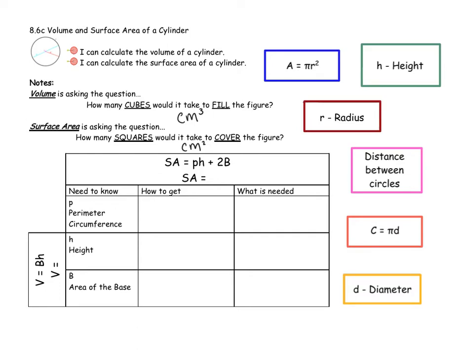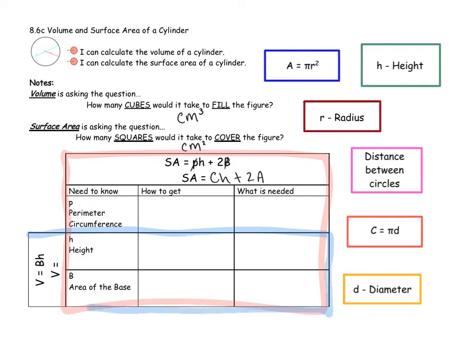All right. Now, if you look at the table here, there is some overlap. We need everything in the table to make surface area, right? We need the perimeter, the height, and two areas of the bases. And remember, we changed the P and the B into CH plus 2A. All right? But if you look, the volume uses part of the surface area table.